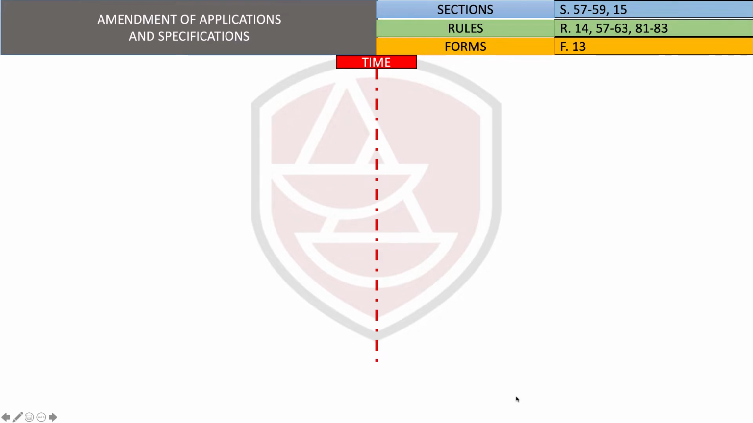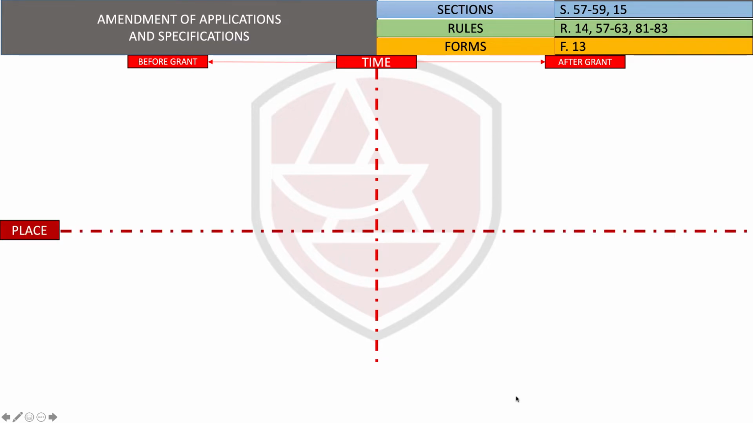Now we have a time axis, and in the time axis we have two things: things that happen before the grant and things that happen after the grant. We also have a place axis as to where the amendment can happen. The amendment can happen at the IPO or at the Intellectual Property Appellate Board or at the High Court. Now let's see the provisions.